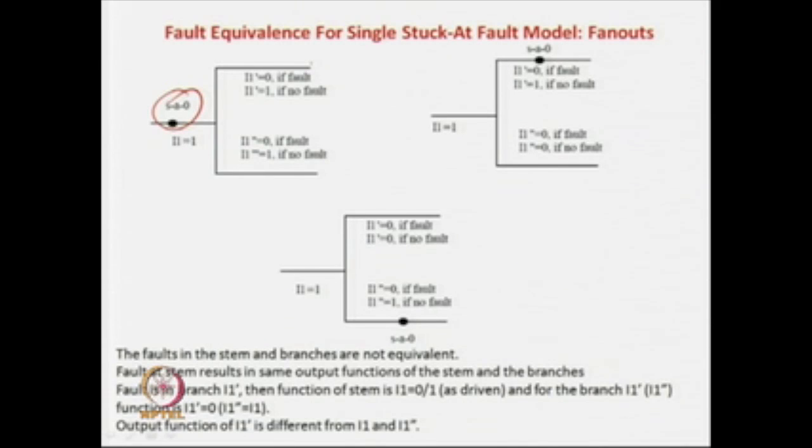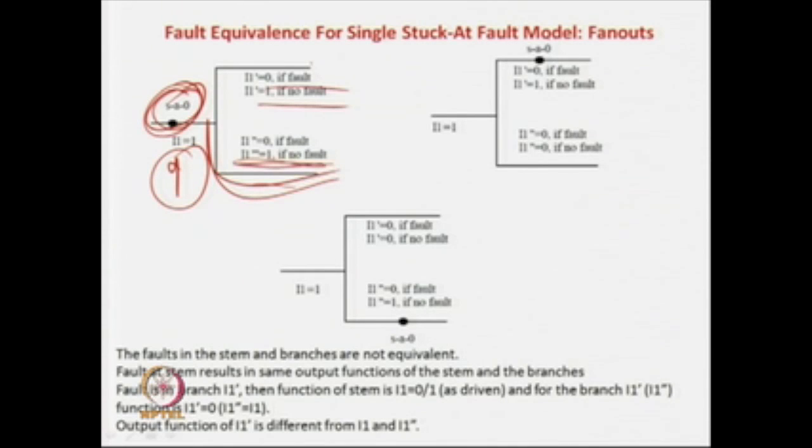So, if there is a stuck-at-0 fault here, then what happens in this net? I1, we call it, is 0 if the fault is there because of the stuck-at, and if no fault is there, the answer is 1. Obviously, if this is stuck-at-0, then you have to apply a 1 to test it. Similarly, for I double prime, this net, if it is 0, then there is a fault, and if I1 has a value of 1, then there is no stuck-at-0 fault here because you are applying a 1 over here.